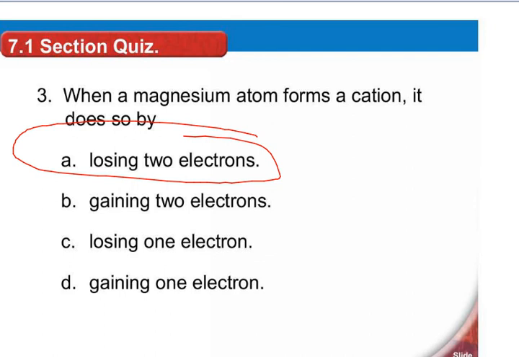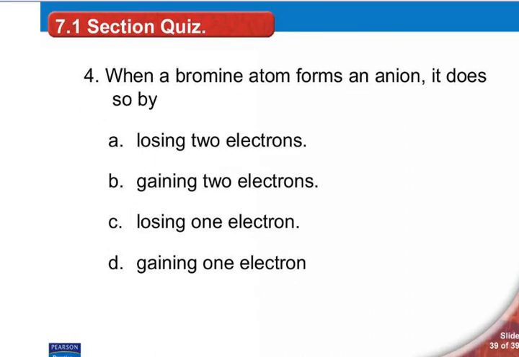And last one, here we go. Question 4. When a bromine atom forms an anion, it does so by losing 2 electrons, gaining 2 electrons, losing 1 electron, or gaining 1 electron. Pause the video, try and answer it, and I'll give the answer when we come back. Okay, we're back. And bromine atom, well, hopefully you found bromine, it's a halogen. It's all the way over there next to the noble gases. And so bromine is going to gain 1 electron to look like a noble gas, and that's what it does when it forms an anion, because anions are negative.